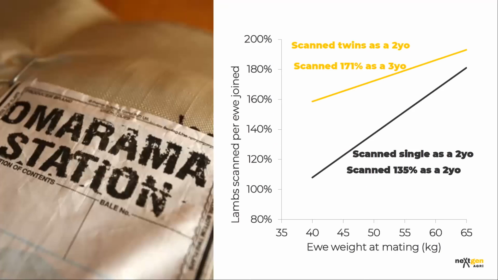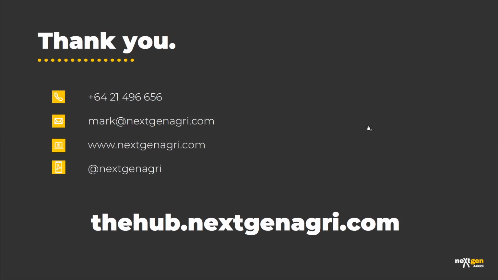Another example that I'll finish on is, again, looking at going into your flock and working out those that scanned as a 2-year-old. If they scanned single in this flock, they scan 135% in that next mating. If they scan twins as a maiden, they scan 171% in that next mating. So things like that, understanding what's going on in your flock can be really powerful. And then you can always be selecting out those animals and using that data to make a good selection decision.